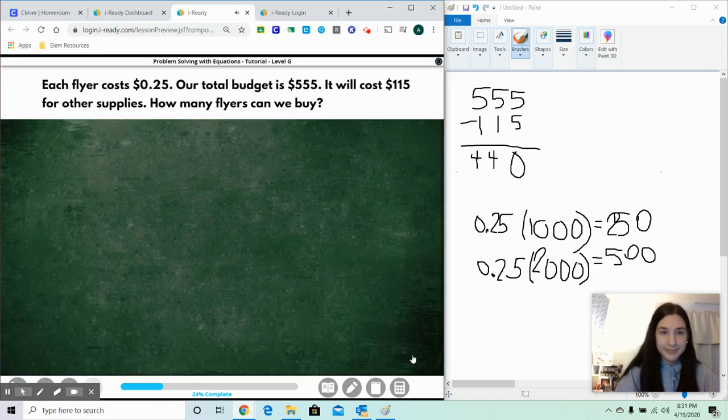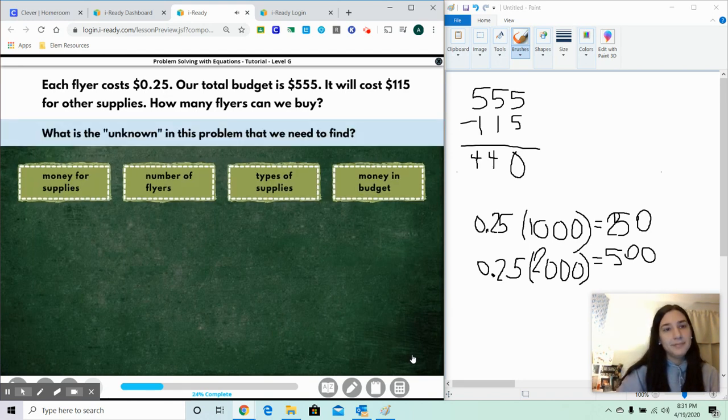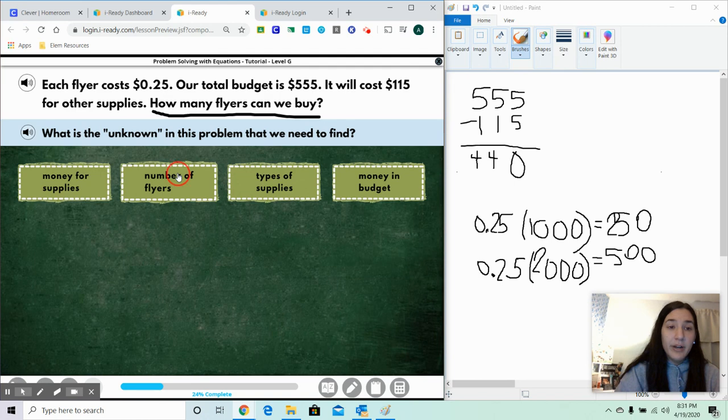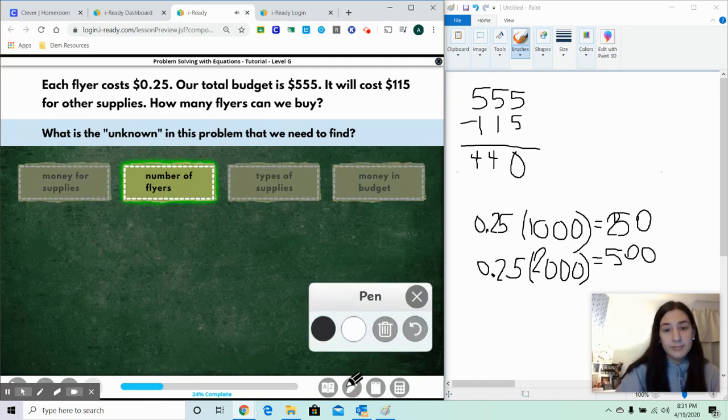Just to be safe. First, we've got to identify what it is that we're trying to find out, the missing info. So, what is the unknown in this problem that we need to find? Remember, this helps us define our variable. And when we want to do that, we always go immediately to the question to find out what the unknown is. How many flyers can we buy? So what we're trying to figure out is the number of flyers. Great. We can represent the number of flyers with the variable f.